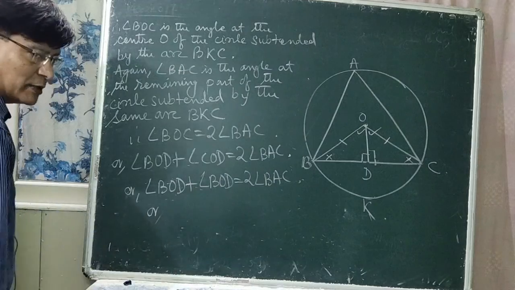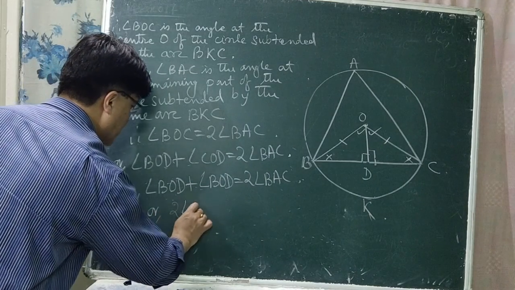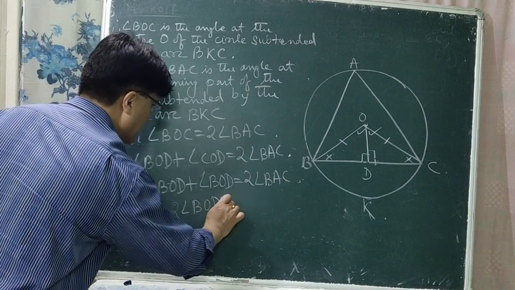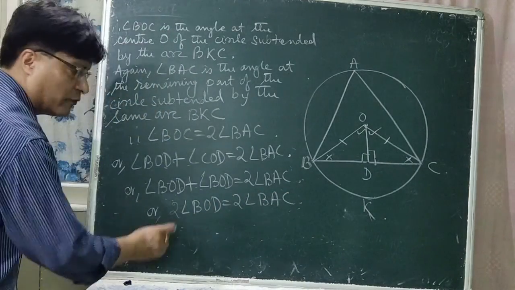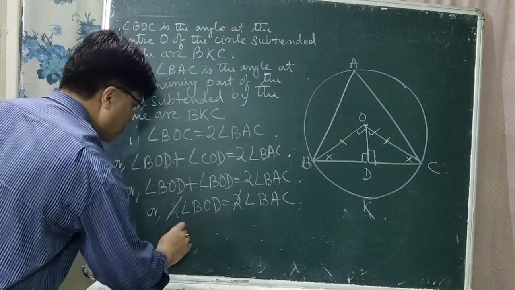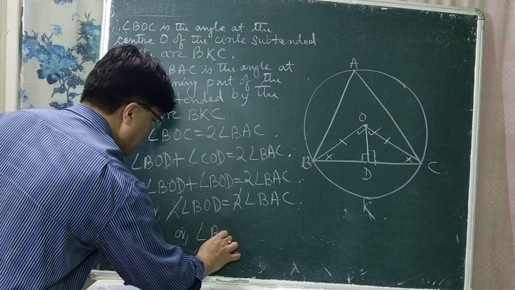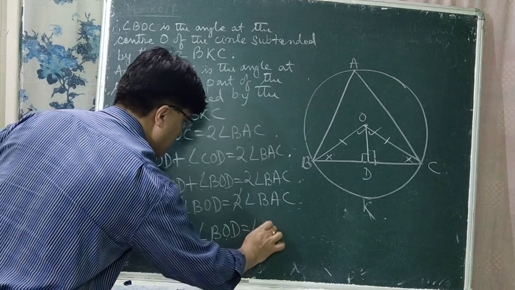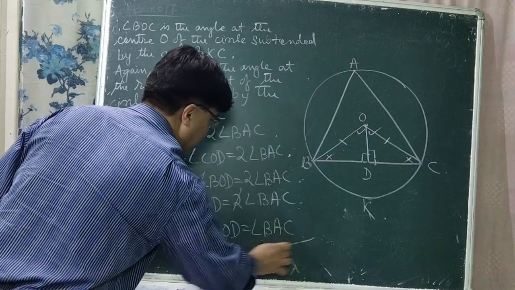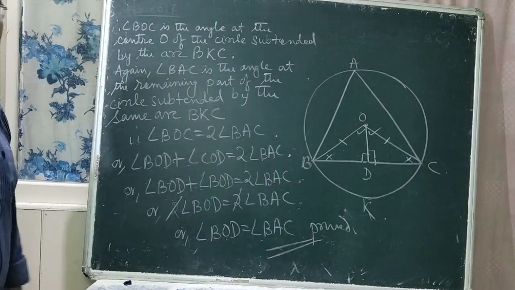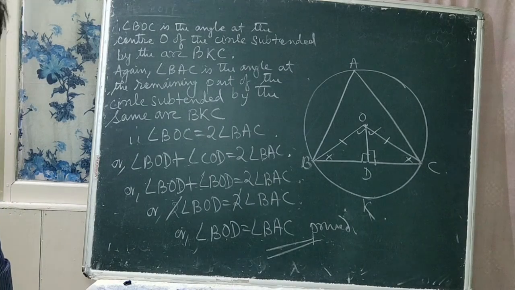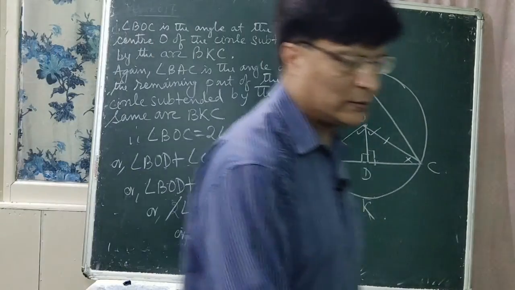What is angle BOD plus angle BOD? That is twice angle BOD is equal to twice angle BAC. From these two sides you can cancel these two. So what do we get? That is angle BOD is equal to angle BAC. That is proved. So we have proved this theorem. Okay. So now we'll do the next question.